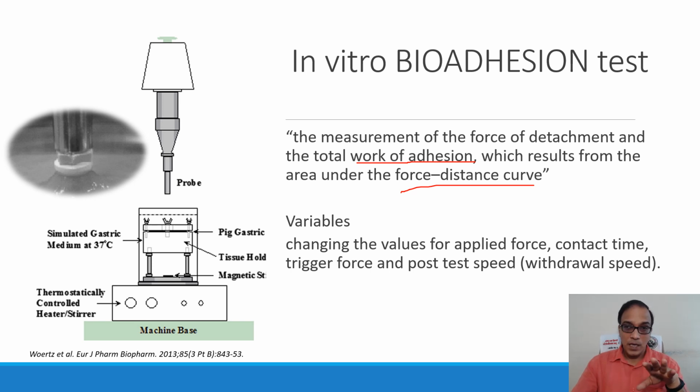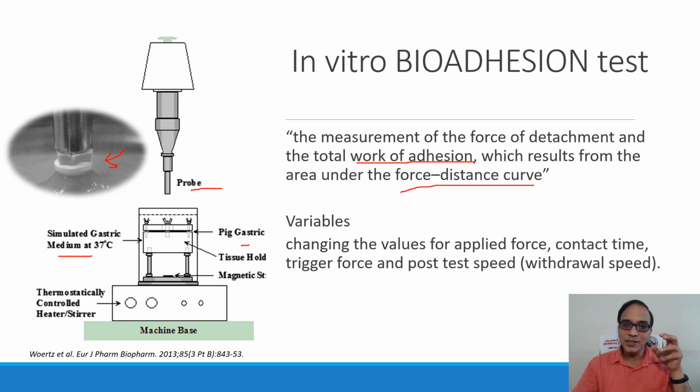As you can see, there is a probe in this apparatus when we are seeing this in vitro bioadhesion test, or the texture analyzer, as we call it. Pig gastric mucosa is kept in simulated gastric medium, and this is the mucosa. Can you see in this inset the mucosa, and the detachment force required for detaching this probe from this mucosa is noted. So when we take the probe upward, that force is recorded.